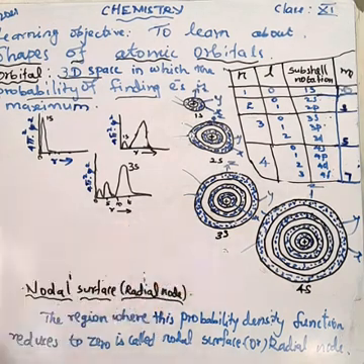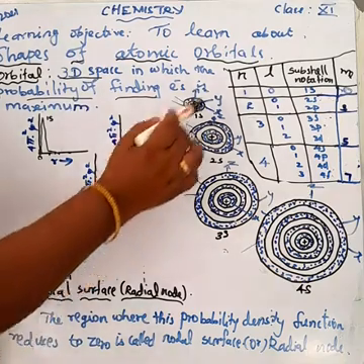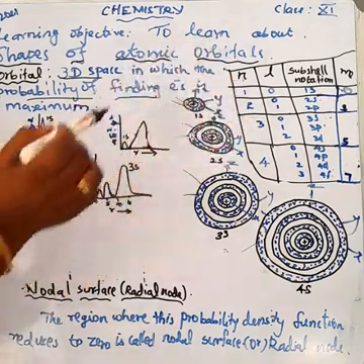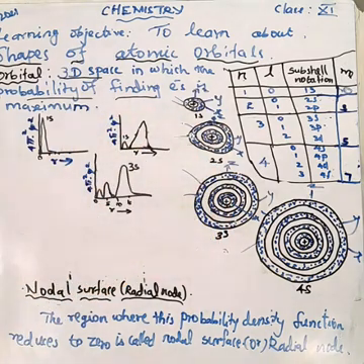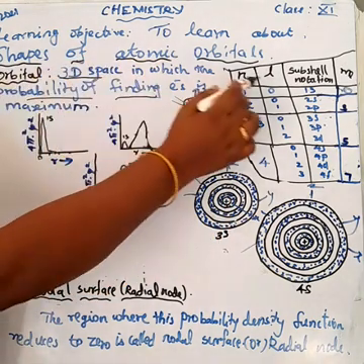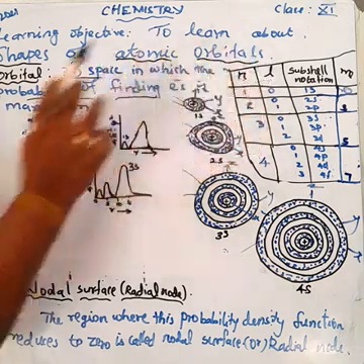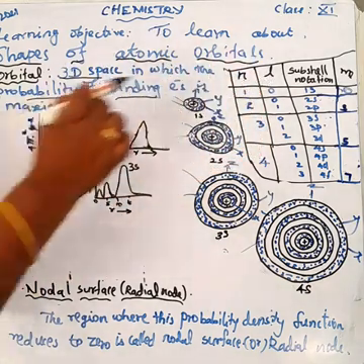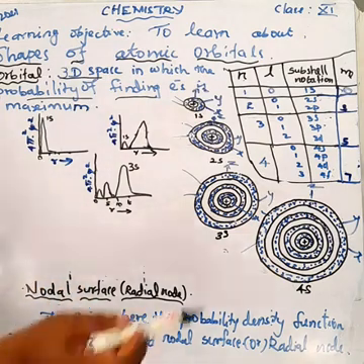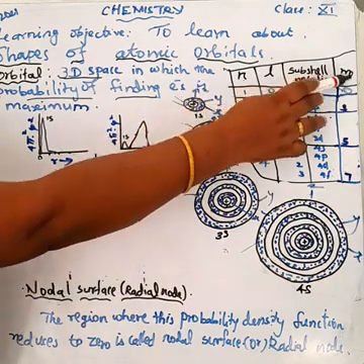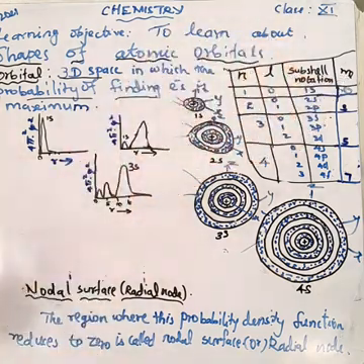The principal quantum number, denoted by the symbol small n, represents the various energy levels in the atom. Second, the azimuthal quantum number, otherwise known as the angular quantum number, is denoted by the symbol small l. It represents the shape of the atomic orbitals. Another one, the magnetic quantum number, is denoted by the symbol small m. It represents the orientation of an orbital.